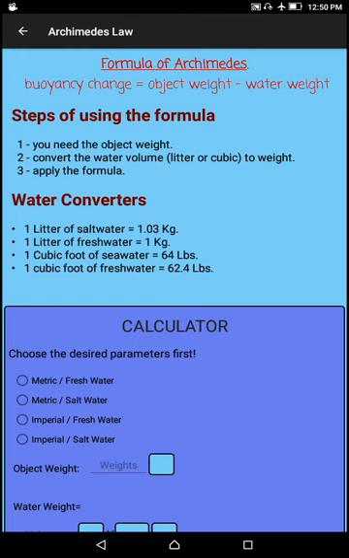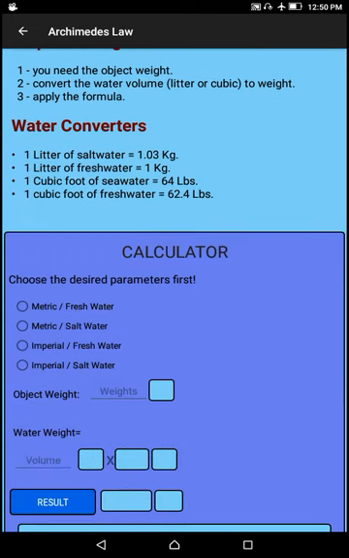It's very, very important: before you start using any of the calculators, you have to read the question very well. Please read the question very well. Then you have to choose the parameters. After that, type the value that you want to use. Okay? For example, we will solve the next question together.